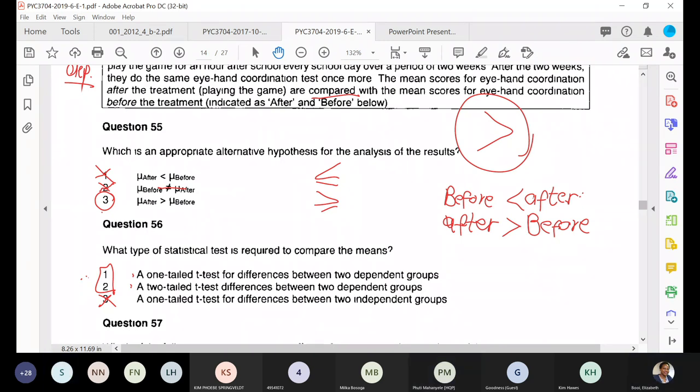No, 56 won't be, wait. 56 is number 1, because you've got two groups, before and after, is required. So you're saying, I'm very confused. 55 is 3, 56 is 1. Okay, so that is for those who chose number 3. Those who chose number 1, your 55 is number 1 and your 56 will still remain number one. Those who chose number two, your 55 will be number two, and your 56 will be number two.